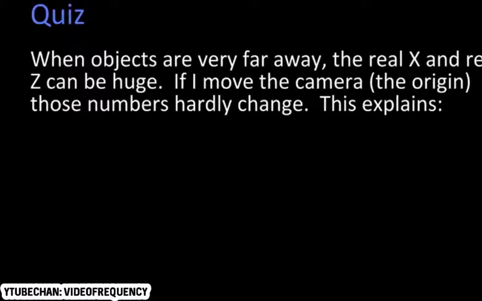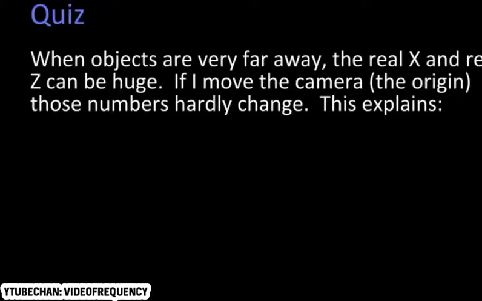Time for a little quiz. When objects are really very, very far away, the real x, that is how far off from the center they could be, might be huge, as is the real z. Could be miles. So if I move the camera, the origin, those numbers hardly change, right? The location of the real x and real y out in the world with respect to this point, if it's miles away, if I move this a few inches, nothing actually changes very much.